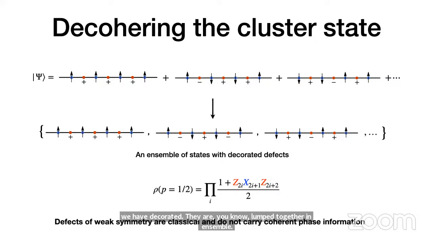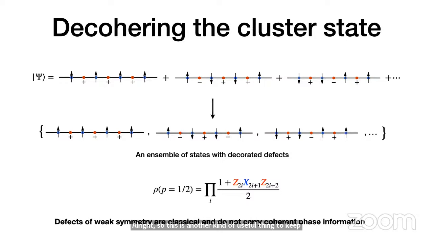All right. So this is another kind of useful thing to keep in mind about this kind of mixed state, especially weak symmetry, is that the domain walls or the defects of the weak symmetry, so the up and downs, they are really classical. They enter the mixed state just as a classical mixture. So they do not carry any coherent phase information. Unlike in the ground state where we have superposition of these domain wall states, then it actually matters what are the relative phases between different states. Here, they're just a classical mixture, so they don't carry any coherent phase information.